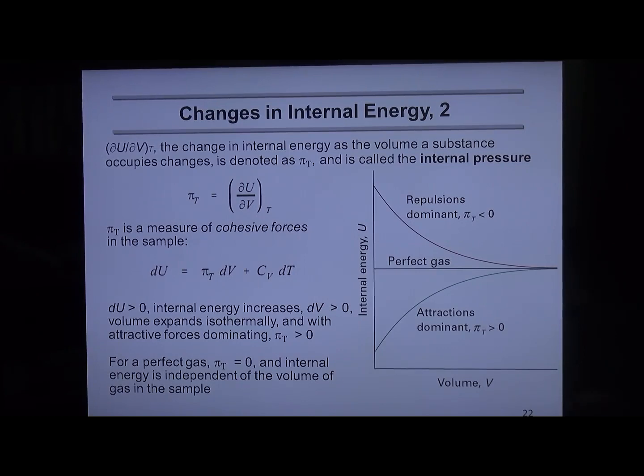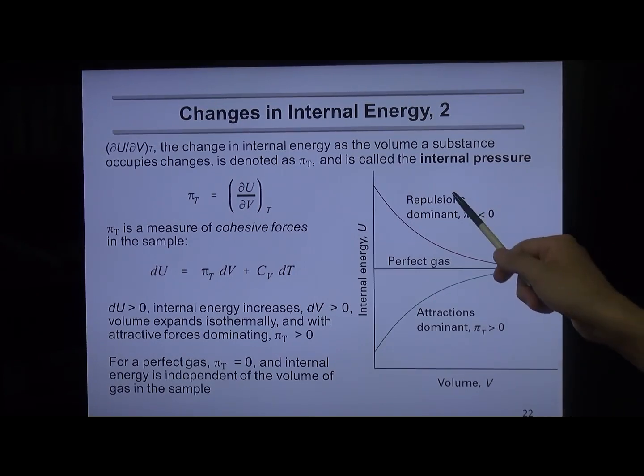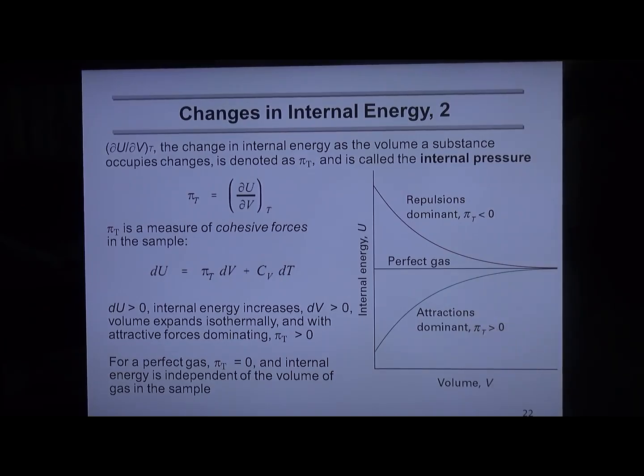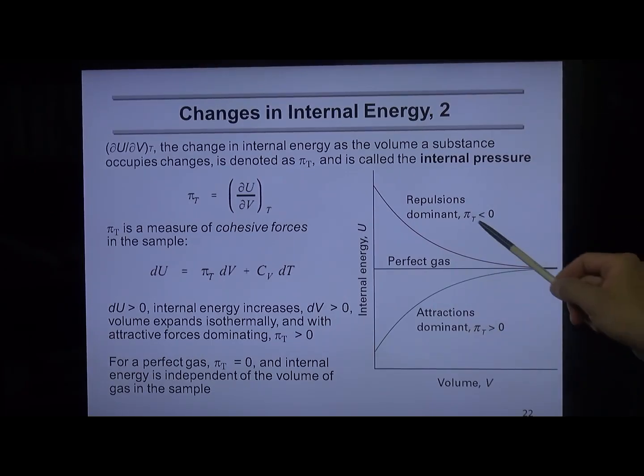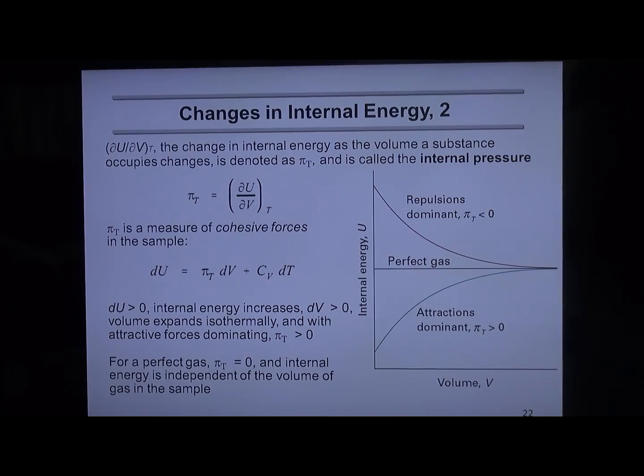And what kind of intermolecular forces exist? Repulsion and attraction. Remember, right? And depending on whether repulsion or attraction is dominant, this internal pressure has a different value, a different sign, negative or positive. Why?